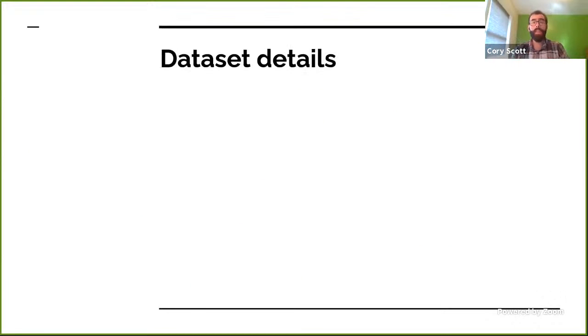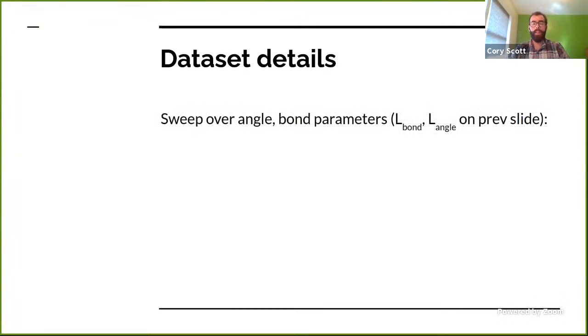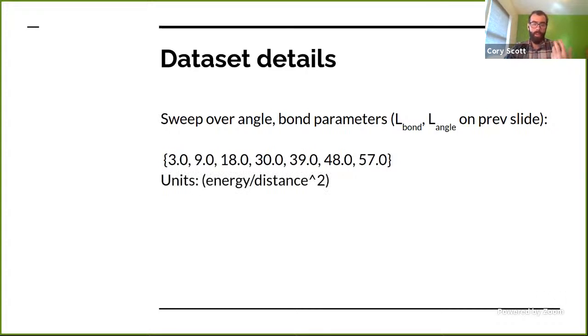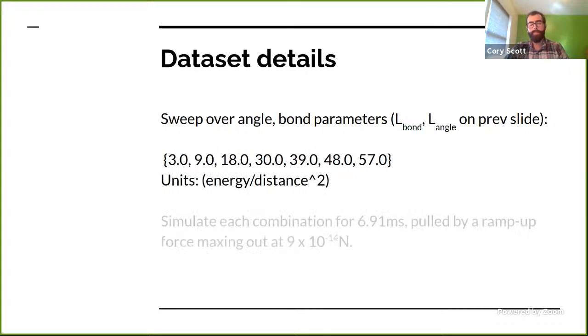So we're going to use that simulation to generate a data set. And what I mean by that is that we're going to sweep over different strength parameters for all of those interaction terms that I mentioned a second ago. So there's 12 or so parameters, and we're going to sweep over lots of different values for each. I guess there's 7 there. And those are in units of energy over distance squared.